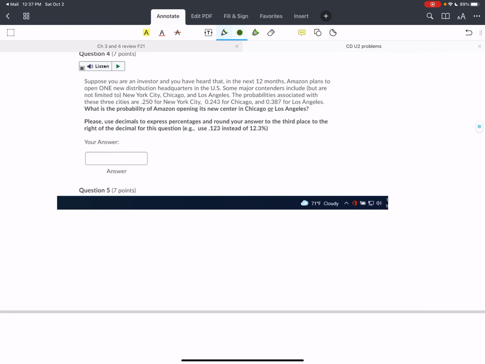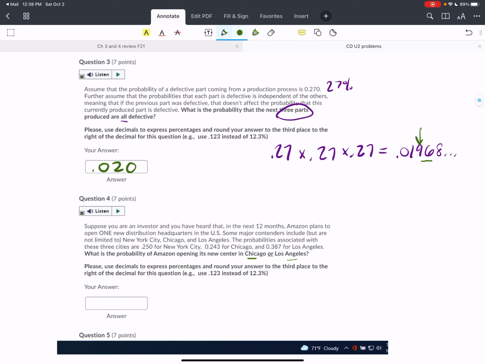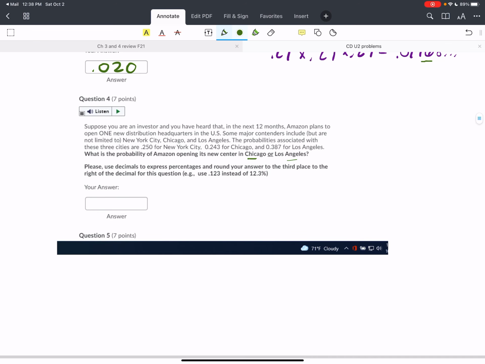Next up, suppose you're an investor and you've heard that Amazon is going to open one new headquarters somewhere in the US, and you're given the probabilities. Then you're asked to find the probability that it either opens in Chicago or LA. Let me back up one second here. I think one of the things that confused some of you was that a lot of these questions in this assignment gave you the probabilities. The one I just worked told you the probability was 27%. Here it's telling you the probabilities. So for some of the questions, part of the first step is done for you. So don't overthink these.